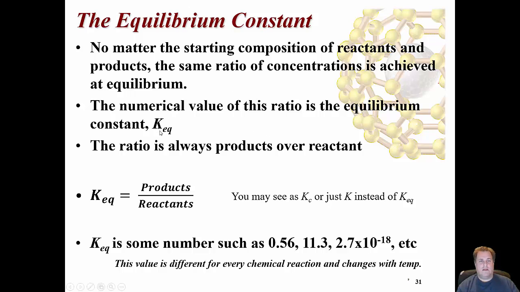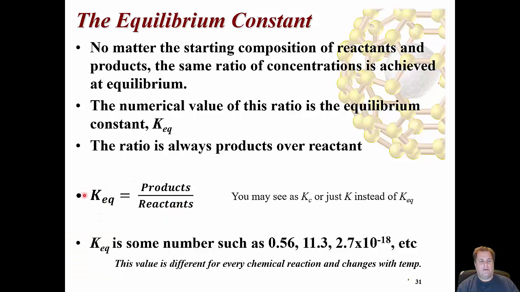We call this constant chemical equilibrium, or KEQ. This K is the equilibrium constant. The ratio is always products over reactants. We're going to look on the next slide a little bit more into that, but the key is to remember products are going to be in the numerator, reactants in the denominator. We'll pull out a laser pointer for that.